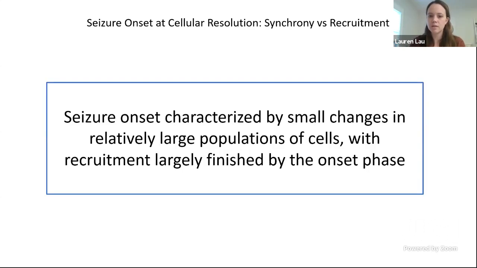So having this ability to have cellular resolution detail, we see that the seizure onset is characterized by low-level changes that happen in a large population of the cells, and that recruitment is largely finished by the end of the onset phase in these slices.